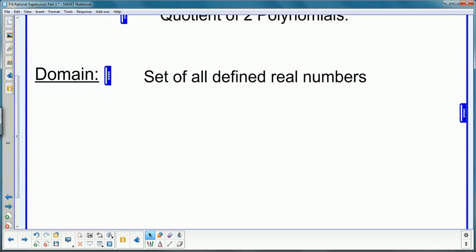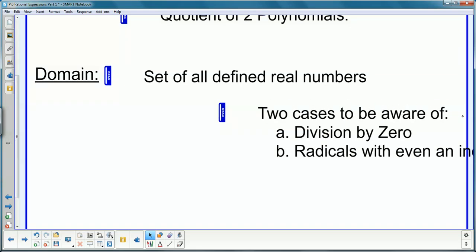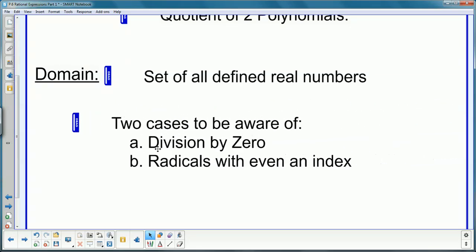Now when we talk about domain, this is the big piece, and we're going to use this all year. We need to worry about 2 cases. Anytime we divide by 0, we get a problem. And anytime we have radicals with an even index and a negative number underneath, we create problems. So if you think about something like the square root of x minus 2, we have to worry about values of x that would make this negative, and so we'll have a range of numbers in that case.